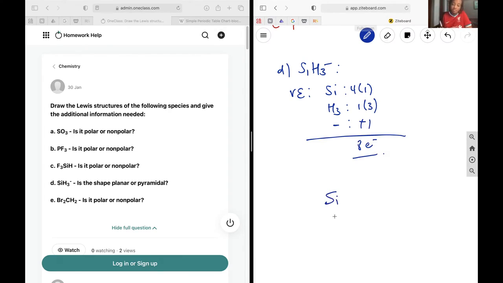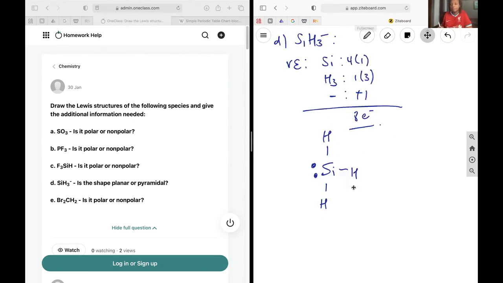Silicon makes the most sense as my central atom. I can't have hydrogen. Place the hydrogens around it. This gives me 2, 4, 6. I have 2 more electrons. Makes the most sense to fill silicon's octet. And so that's what I'll have.